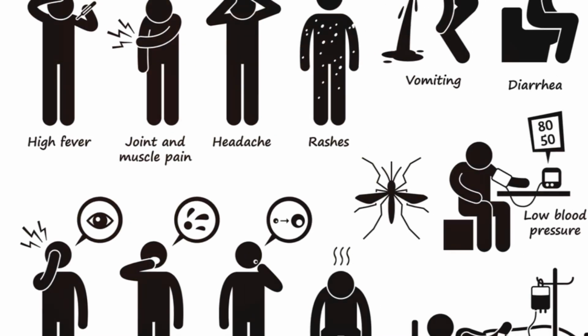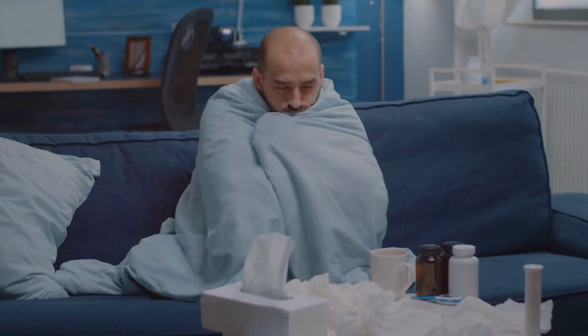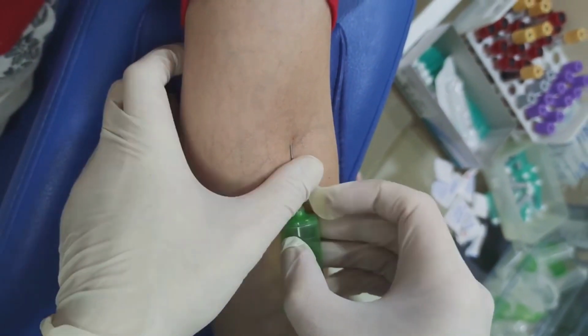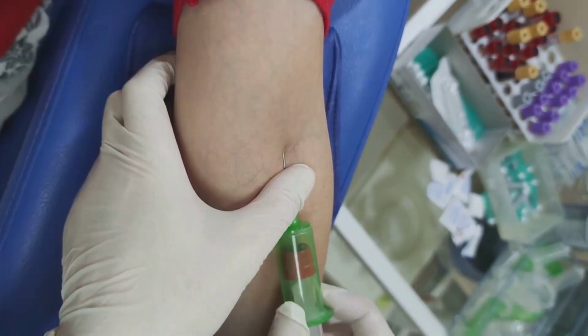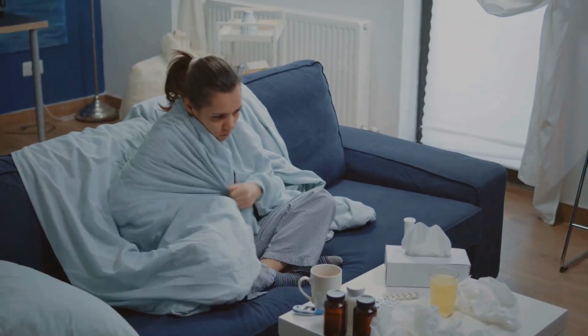Symptoms. Symptoms of dengue fever include sudden onset of high fever, severe headache, muscle and joint pains, nausea and vomiting, skin rash, mild bleeding manifestations like nosebleeds or gum bleeding. Diagnosis. Diagnosis is usually based on symptoms and confirmed through blood tests that may show low platelet counts.